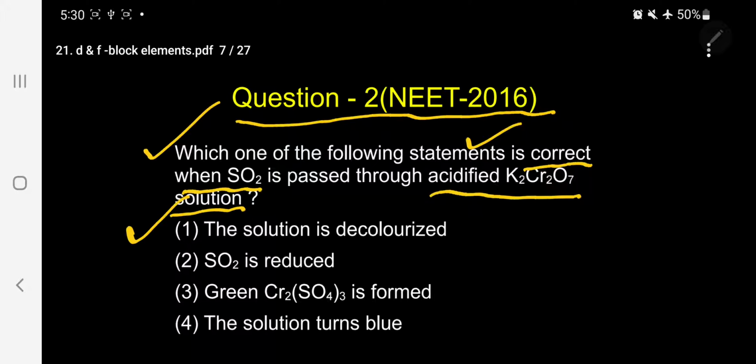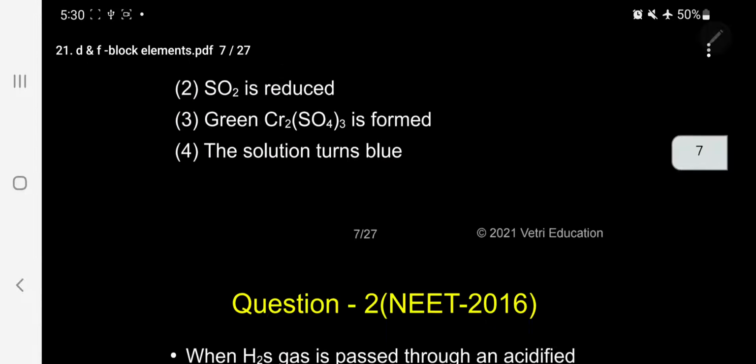So what are the options given? 1. The solution is decolorized. 2. Sulfur dioxide is reduced. 3. Green chromic sulfate is formed. 4. The solution turns blue. These are the 4 options. So what is the correct answer? What happens when potassium dichromate is treated by passing sulfur dioxide gas? Acidified potassium dichromate, that is the most important.